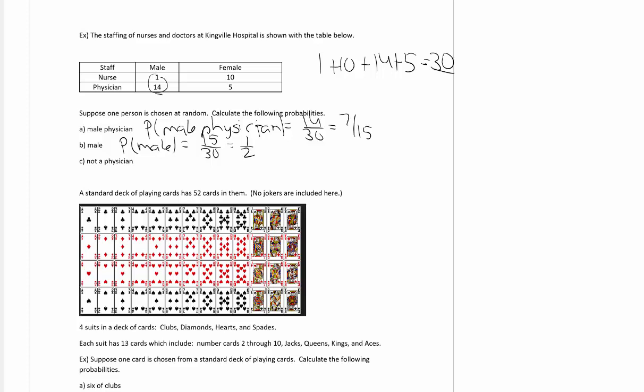And not a physician, that's going to be the same thing as 1 minus the probability of a physician. Again, I'm going to use what's called the complement. 1 minus. How many total physicians are there? 14 plus 5, that's 19 over 30. I can rewrite this. And my answer here is 11 over 30.